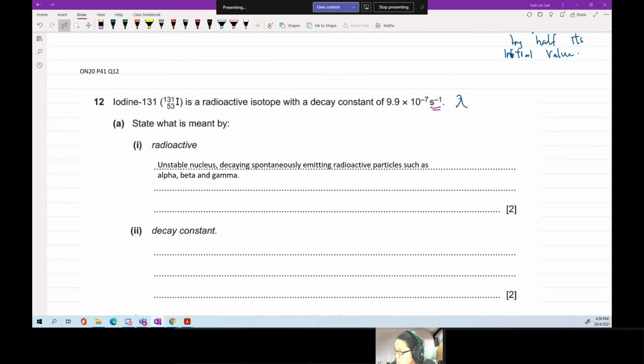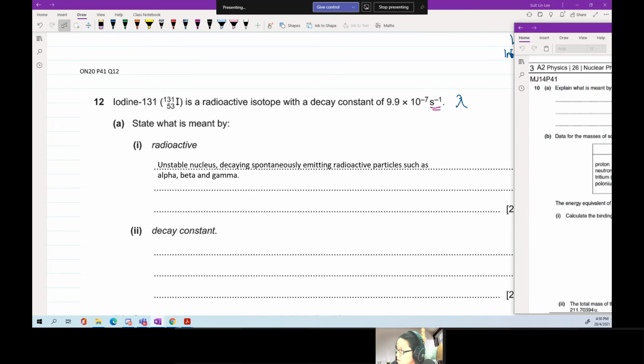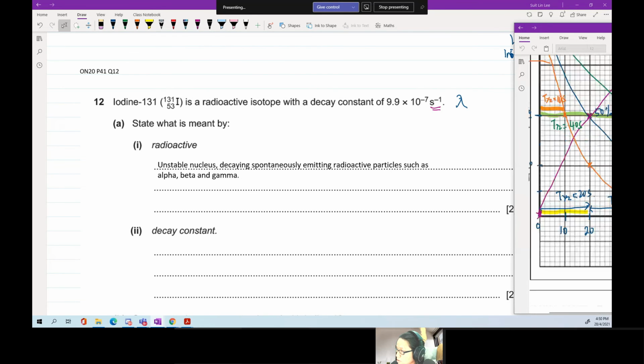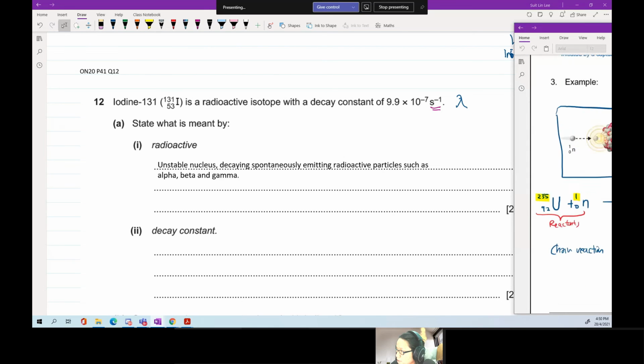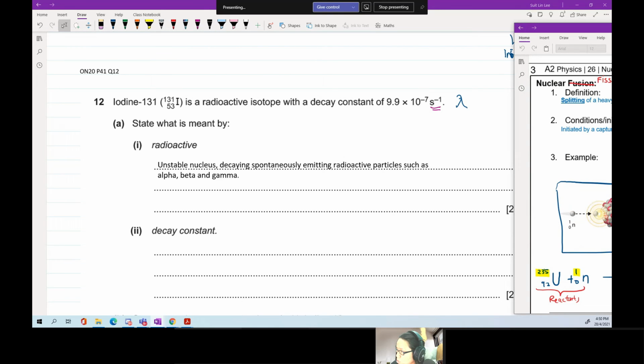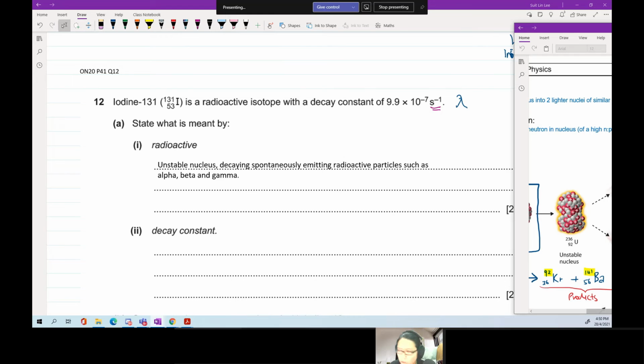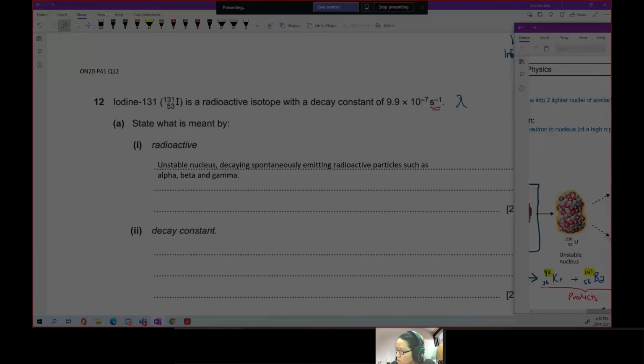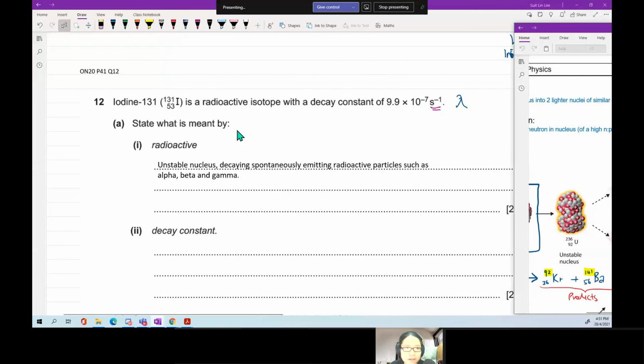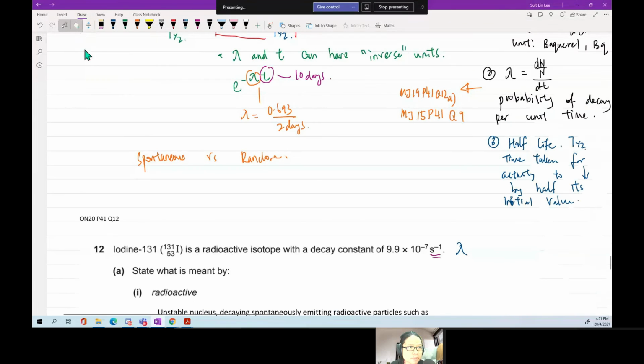In case this is the only time you had to look at this, we help you a bit by finding the notes and cropping it in. So, spontaneous and random.